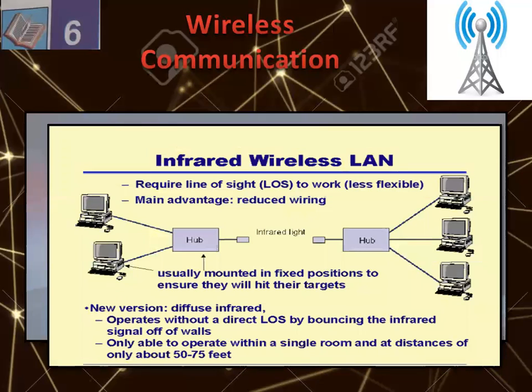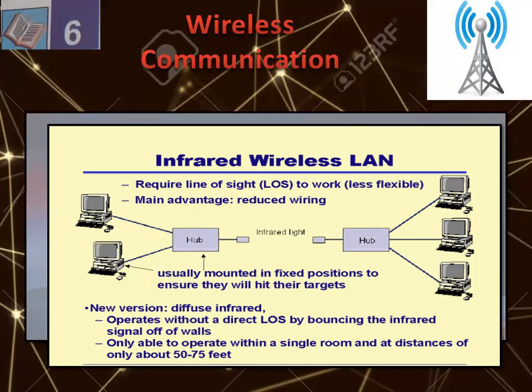Infrared wireless LAN requires line of sight to work, so it is less flexible. You must have direct line of sight. The main advantage is that it reduces wiring. On the diagram you can view a hub. Here we have two hubs, and between these two hubs we have an infrared line of sight that is clear, usually mounted in a fixed position to ensure they will hit their targets easily.